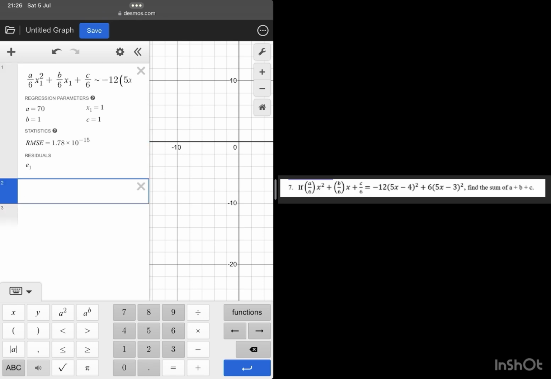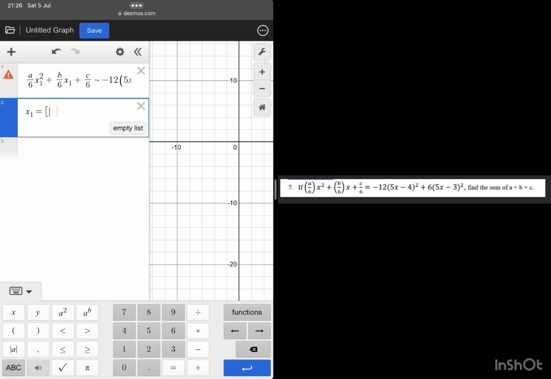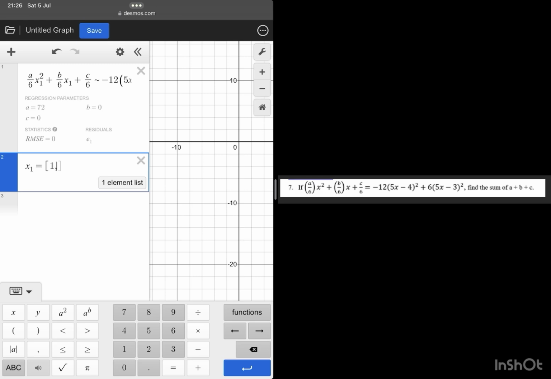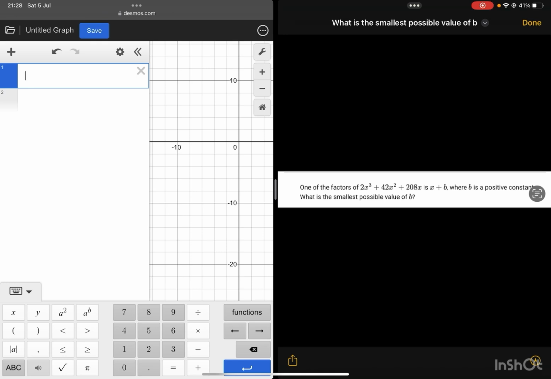Now we're gonna put x1 equals a square-bracket list of 3 elements, because it's asking for the sum of 3 values. So we're gonna put 1, 2, and 3. All we have to do now is put a plus b plus c, and our answer is gonna be 72.